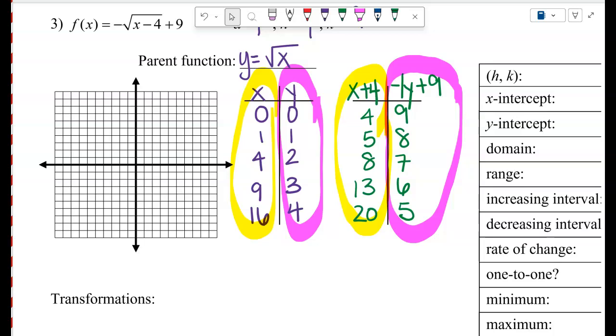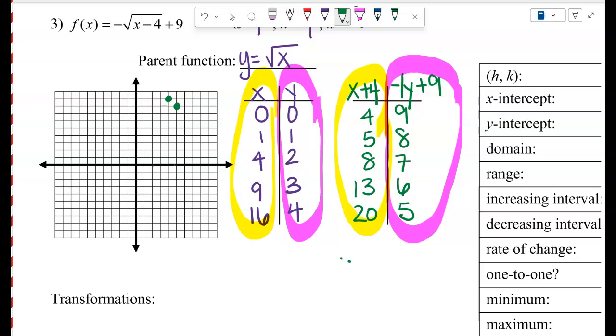So I'm going to plot those. 4, 9 is your very first dot, as soon as my pen decides to work here. Come on, pen. Okay, so I guess I'll just stick with green. I was going to change to red. All right, right 4, up 9 is your first dot. Then 5, 8.